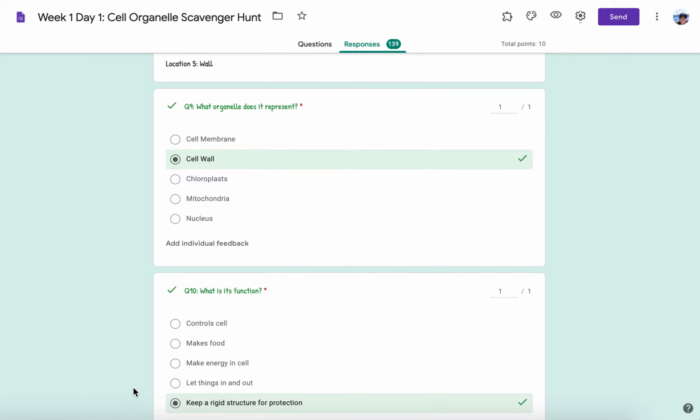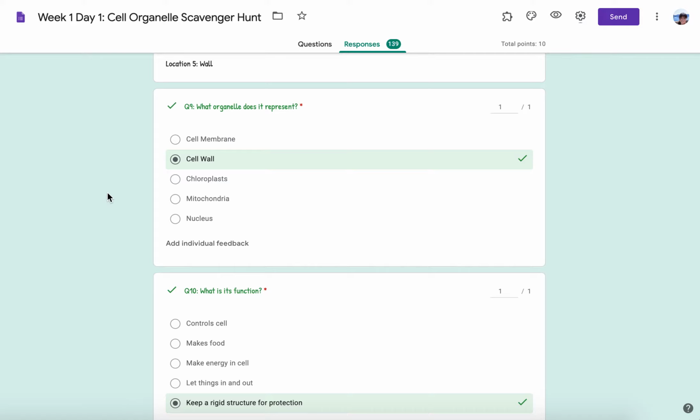So again, that is your homework from Monday, week 1, day 1, cell organelle scavenger hunt. Again, if you have not completed that yet, or if you have not turned that in yet, make sure to turn it in by next week, day 3, for 70% credit.